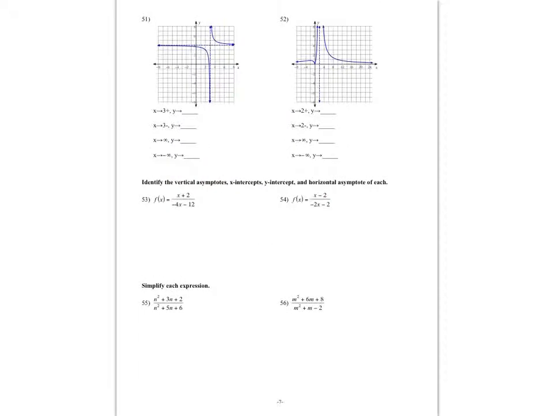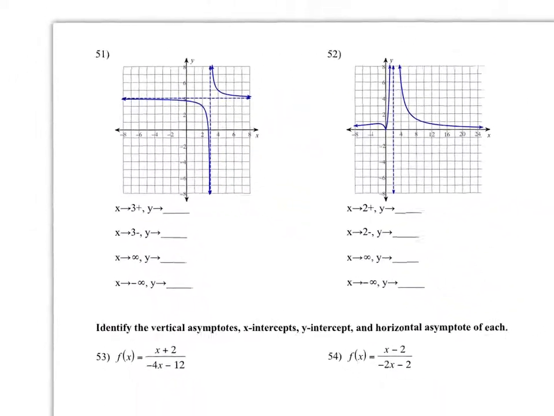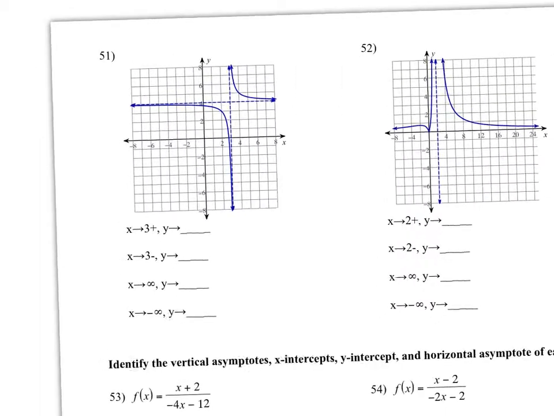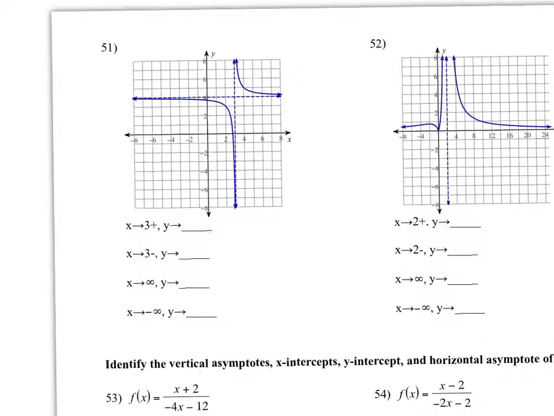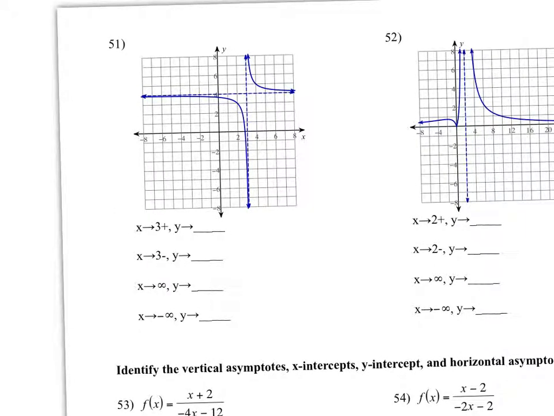On to page 7. For number 51, I guess the instructions got deleted, but that's okay. We're trying to use the notation to figure out what's going on here. For 51, we're looking at, as x approaches 3 from the right.